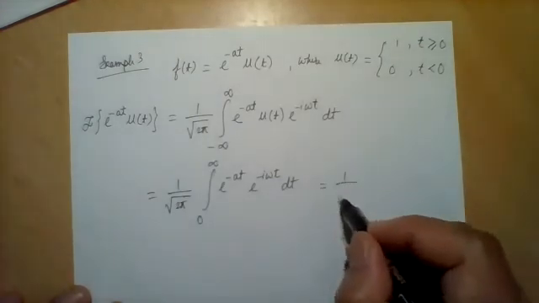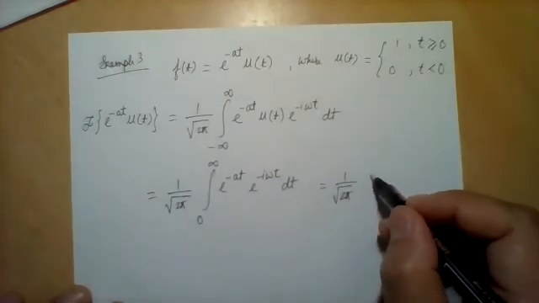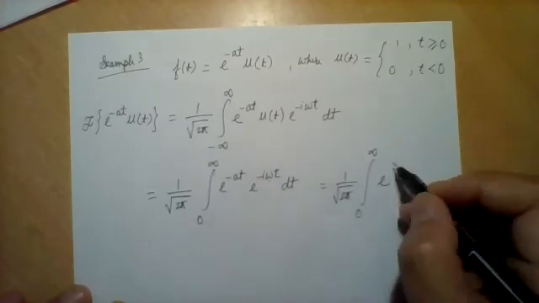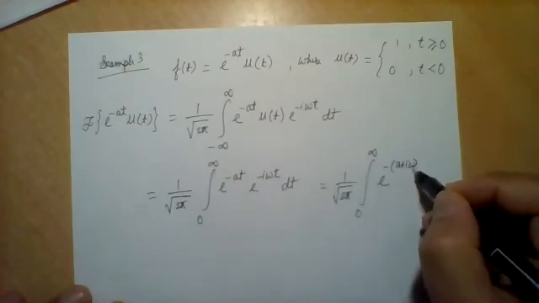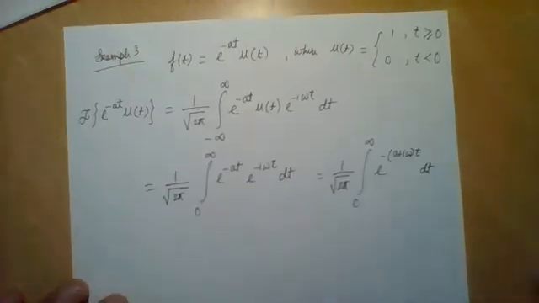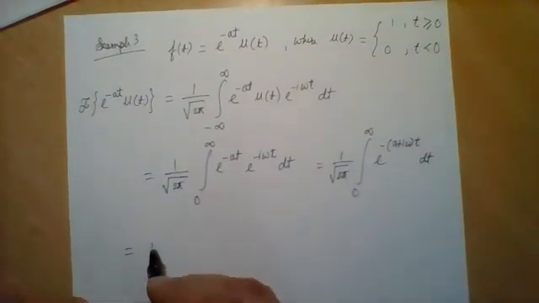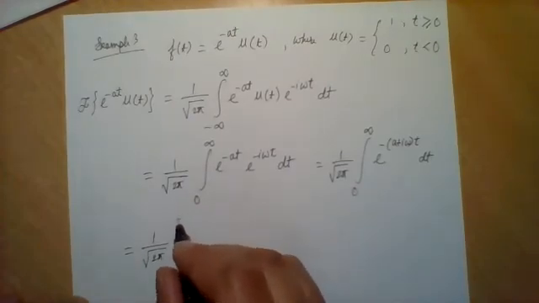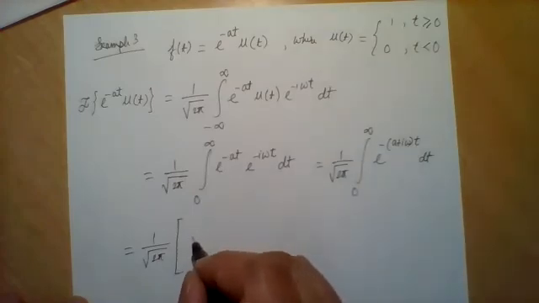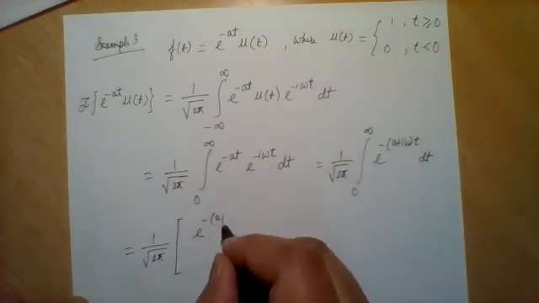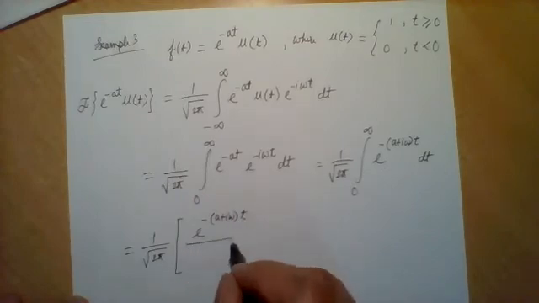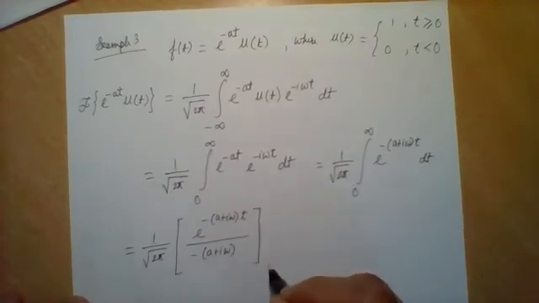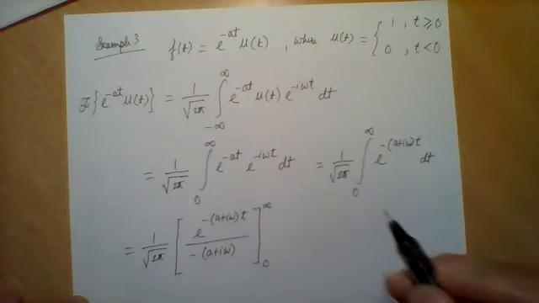This is equal to 1 by root over twice pi, integration from 0 to infinity of e to the power minus a plus i omega times t dt, taking the exponent common. The integral of this is e to the power minus a plus i omega t divided by the coefficient of t, minus a plus i omega, with the limits of integration from 0 to infinity.